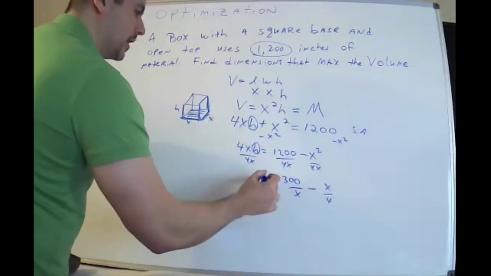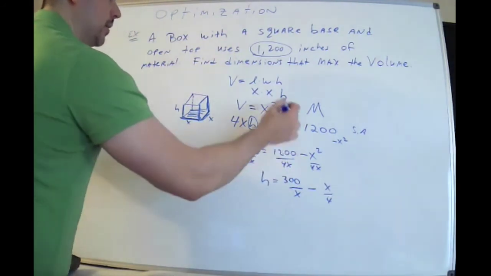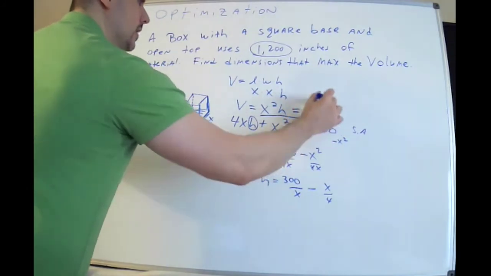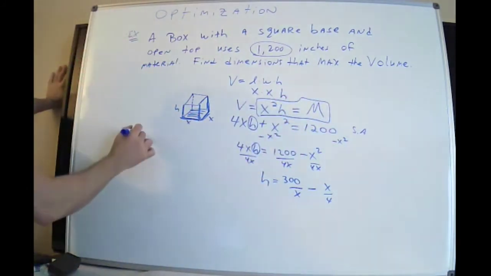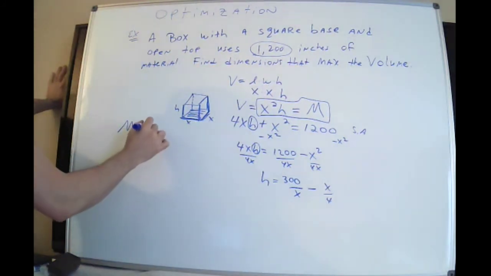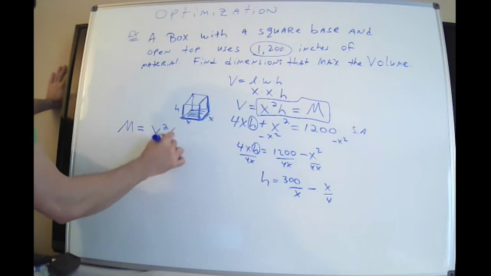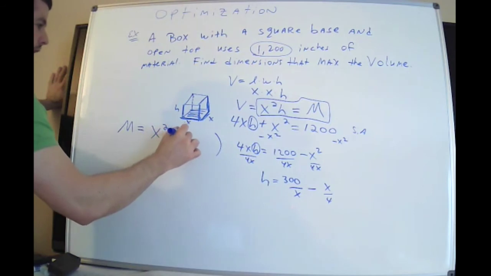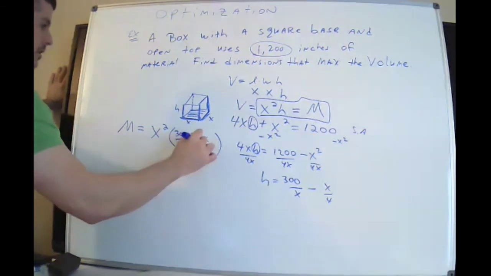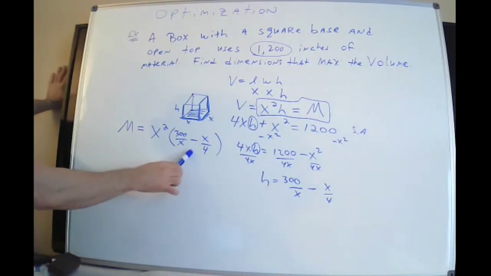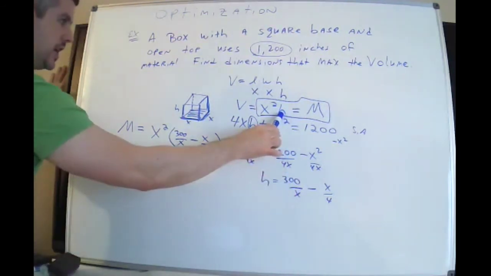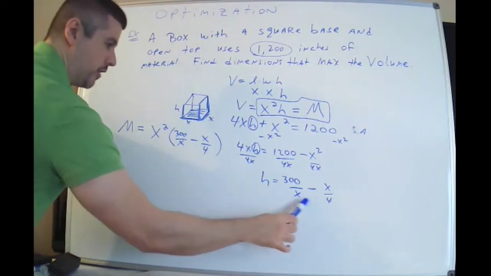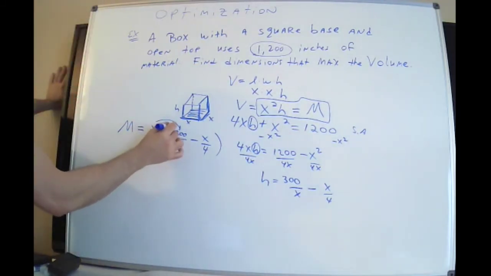So now I'm going to take this and I'm going to plug it in over to here. This is my max equation. So I'm going to take M, I know it's V, but I want to write M for max, X squared H, but where the H is, I'm going to put this. So you'll see why I split it up. It's a little easier to do. H was here. I replaced it with this. Now I'm going to distribute one at a time. X squared times 300 over X.